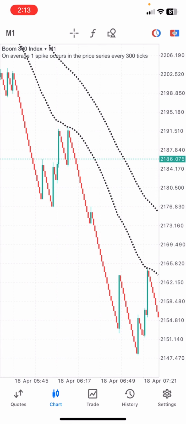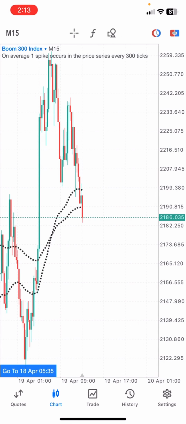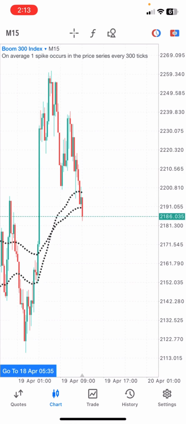So today we'll be looking at this strategy right here. This strategy is just a simple strategy which can be used to scalp Boom and Crash and make tons of money.